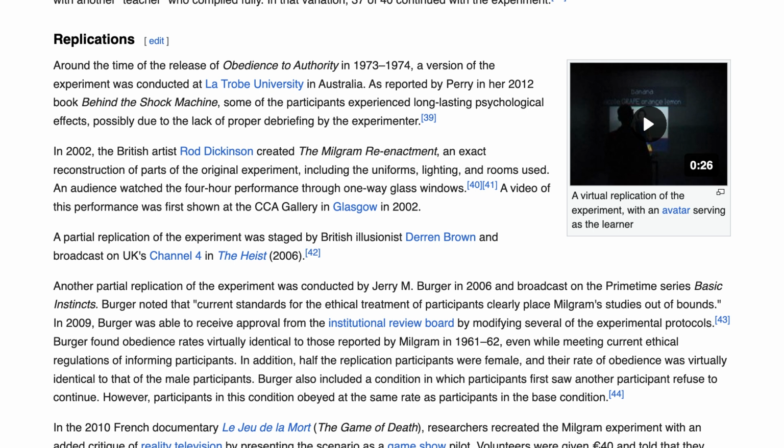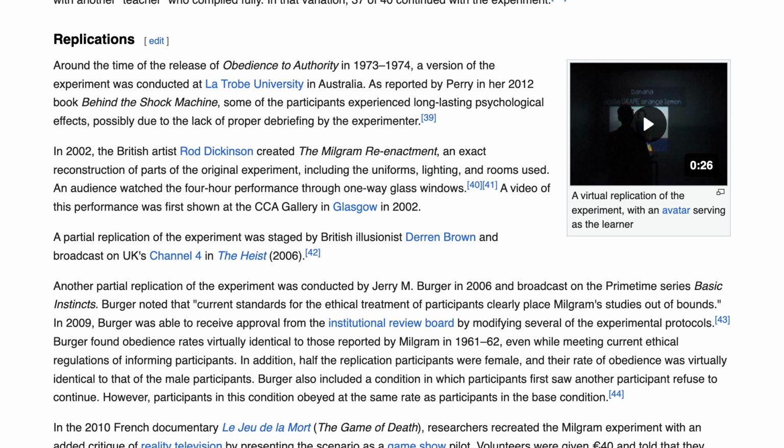In the 2010 French documentary Le Jeu de la Mort, The Game of Death, researchers recreated the Milgram experiment with an added critique of reality television by presenting the scenario as a game show pilot. Volunteers were given €40 and told that they would not win any money from the game, as this was only a trial. Only 16 of 80 contestants, teachers, chose to end the game before delivering the highest voltage punishment.